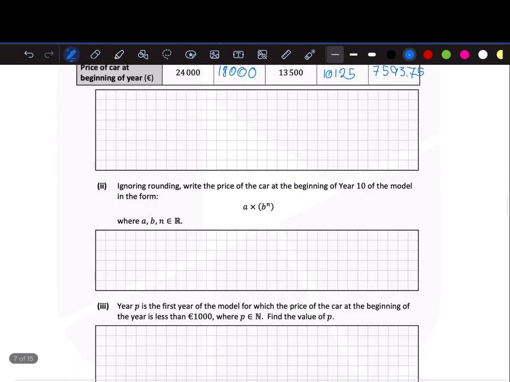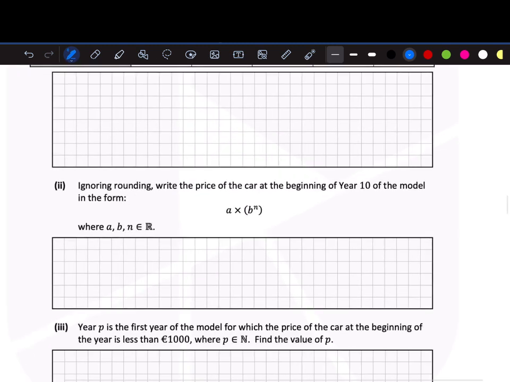Part 2. Ignoring rounding, write the price of the car at the beginning of the year 10 in the form A by B to the n. So A is going to be the first, it's going to be 24,000. And then we're going to multiply this by B, which is the percentage that decreases, so it's 0.75, to the power of 10, because that's year 10.